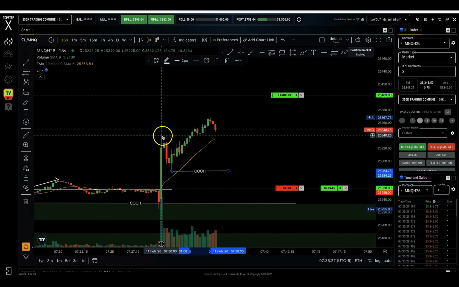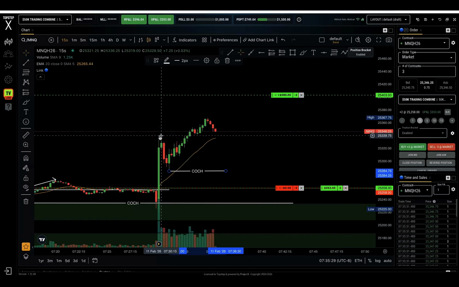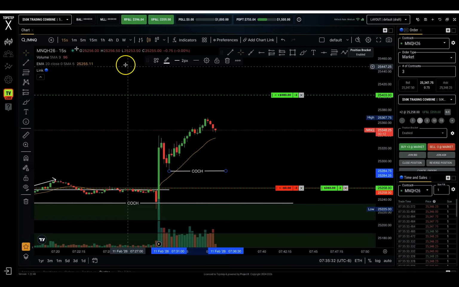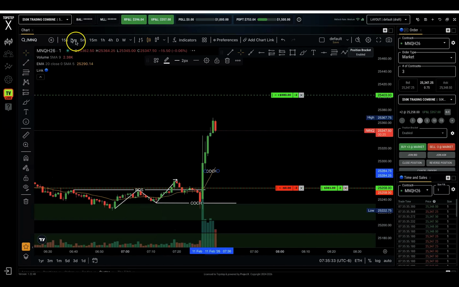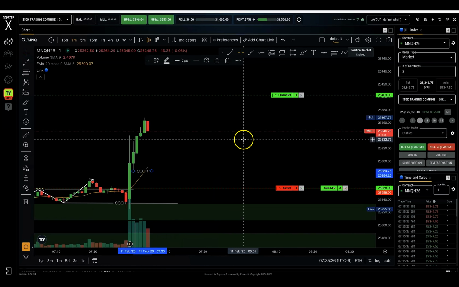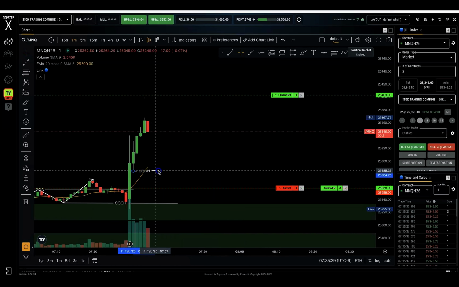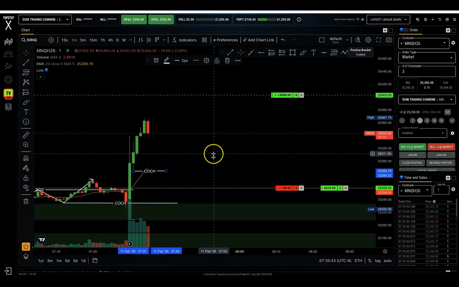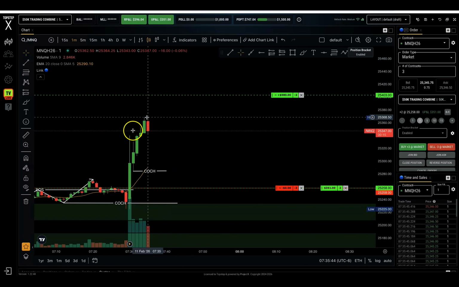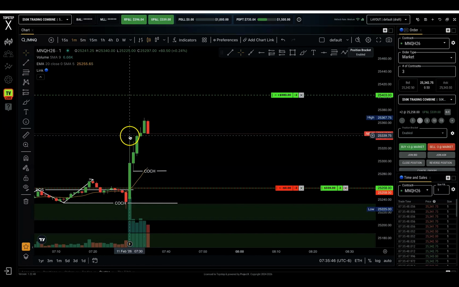We broke structure right here. This is where we broke the high. So go back to the 1 minute. As long as we don't do a change in character right there, because that was the most recent low. And this is the high right here where it broke structure and it continued to go up. Let's see if we get a bounce off the most recent high, or we continue to go down.